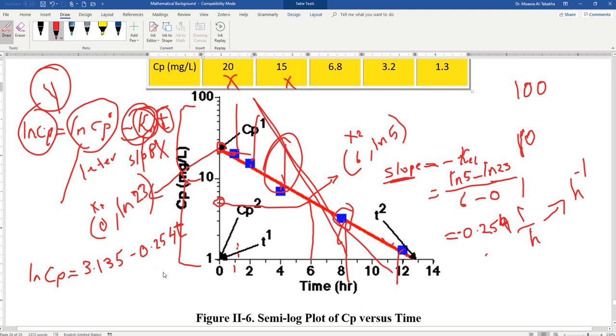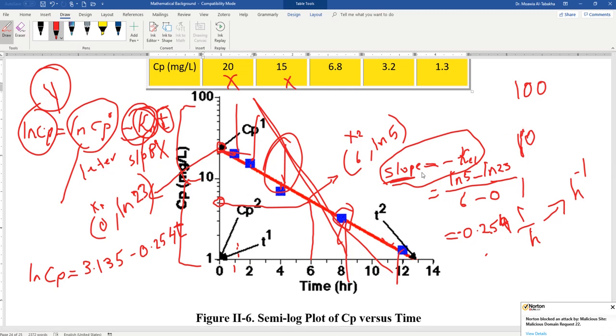Now someone will ask me, why is it negative here? It's negative because the slope is negative. Don't forget this: the slope is equal to minus KEL. Don't forget about this. Slope is equal to minus KEL.